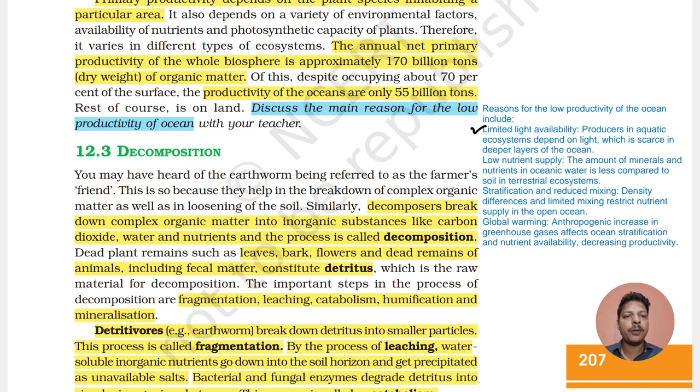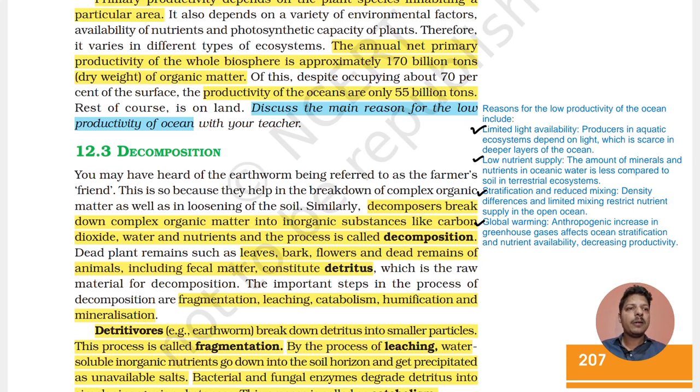This is also a point. Then finally, global warming. Anthropogenic increase in greenhouse gases affects ocean stratification and nutrient availability, decreasing productivity. These are the points. Questions will be asked: Why is the productivity of the ocean low? Discuss the main reason. So you have to write these 4 points.